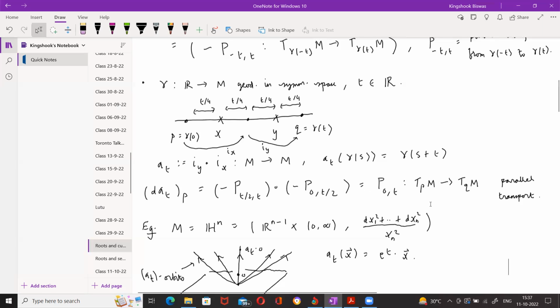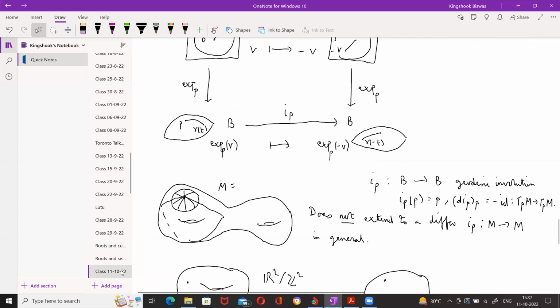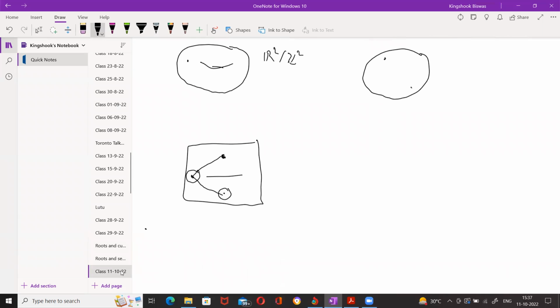Okay. So in a symmetric space, what we're seeing is that if M is a symmetric space, and gamma is a geodesic in M, a bi-infinite geodesic, then suppose PT is parallel transport from gamma 0 to gamma T.